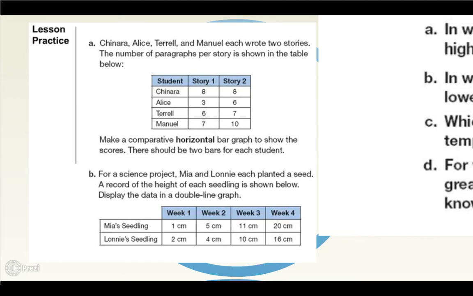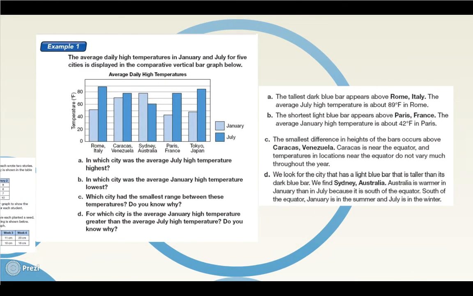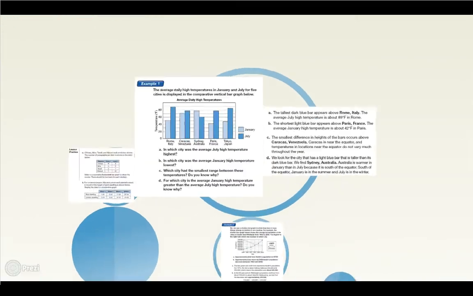You're going to make it look somewhat similar to example number 1. All the students' names would be on the bottom. You need one color or pattern for story number 1, and a different color or pattern for story number 2. Make sure you identify which one is story 1 and story 2, and this side would be how many paragraphs. Let me go back.